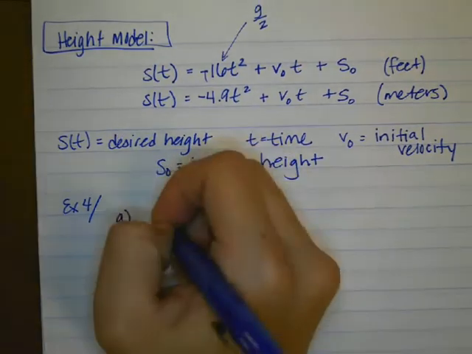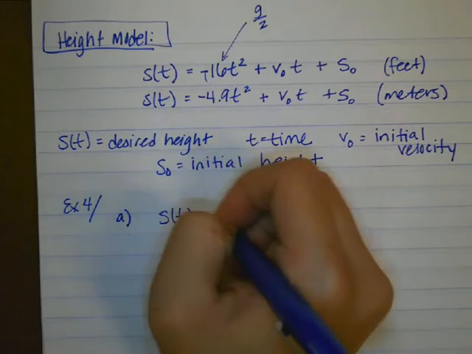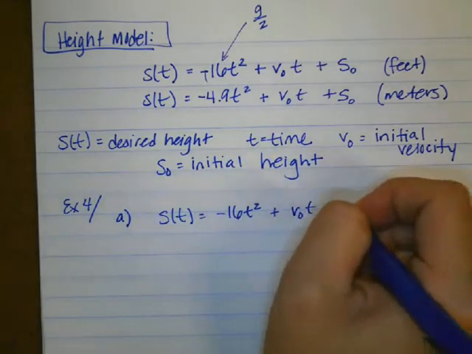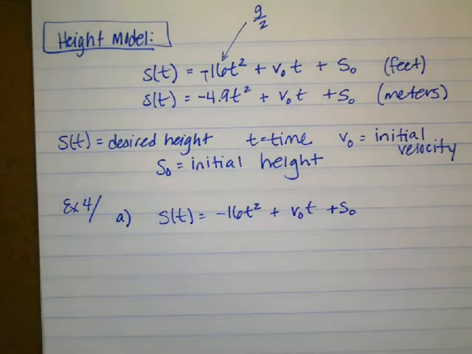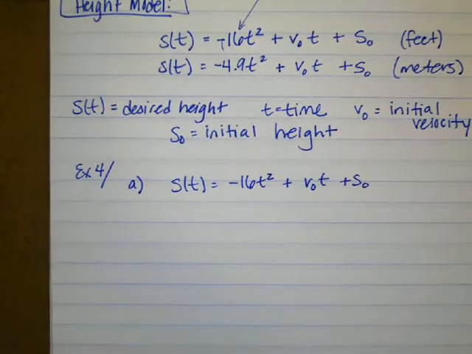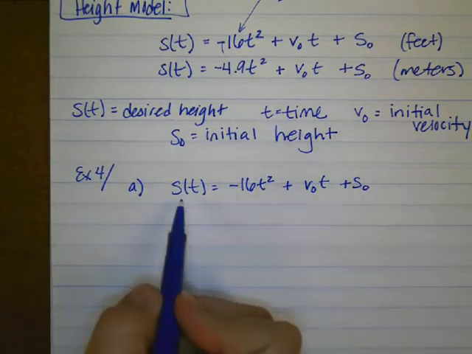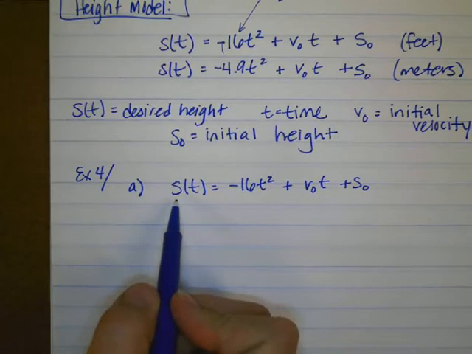So we're going to write down s of t equals negative 16t squared plus v sub o t plus s sub o. We know we're looking for time, so I'm not going to be able to plug anything in for time. So I should have something to plug in for everything else. I'm looking to see how long it's going to take to hit the ground, so my desired height is going to be what?